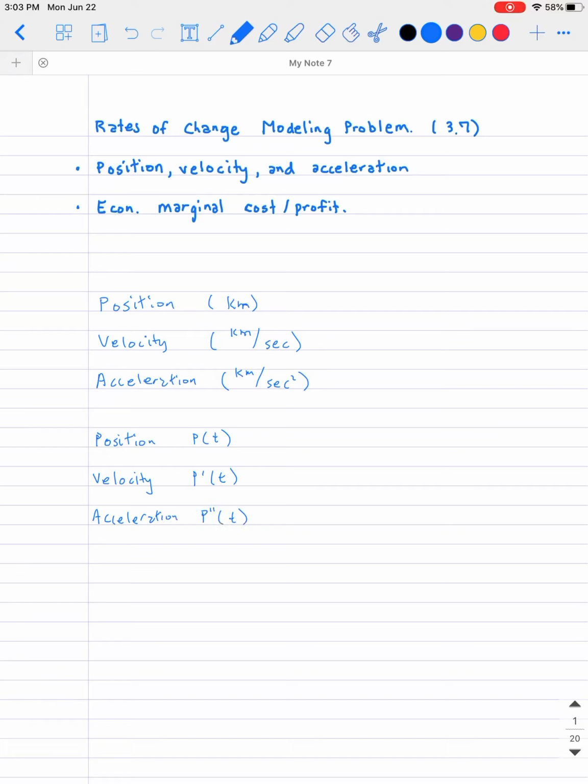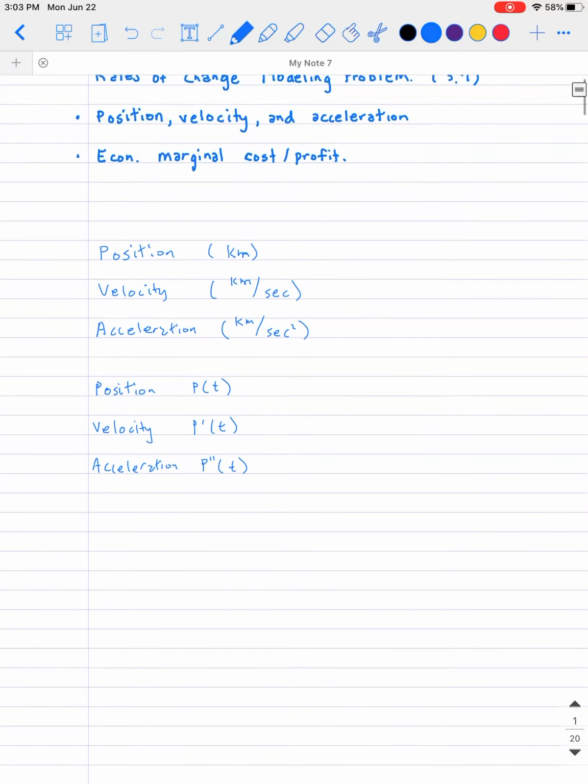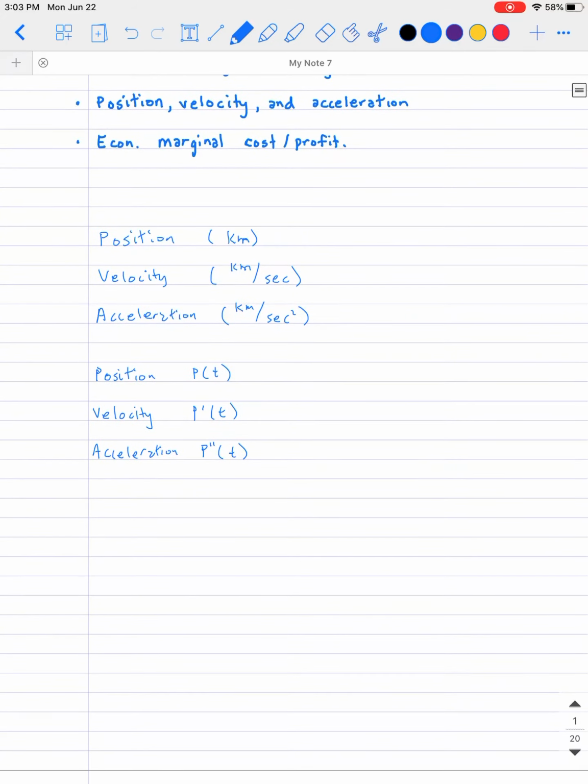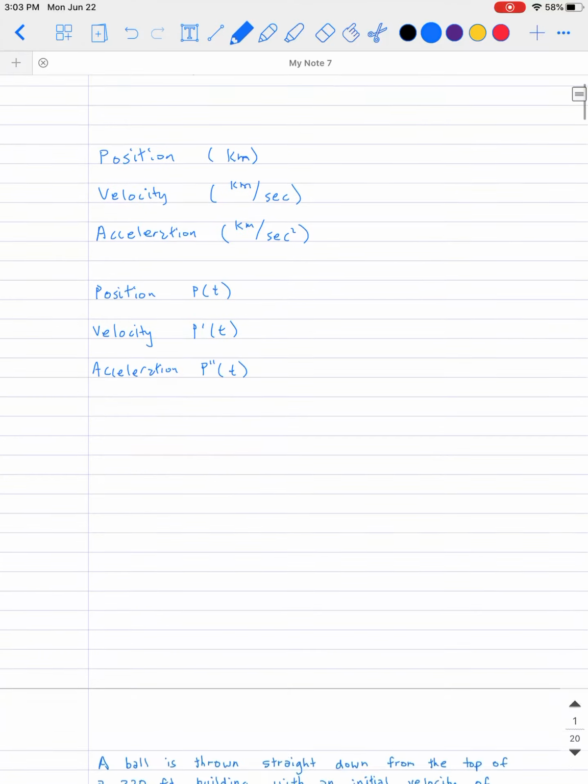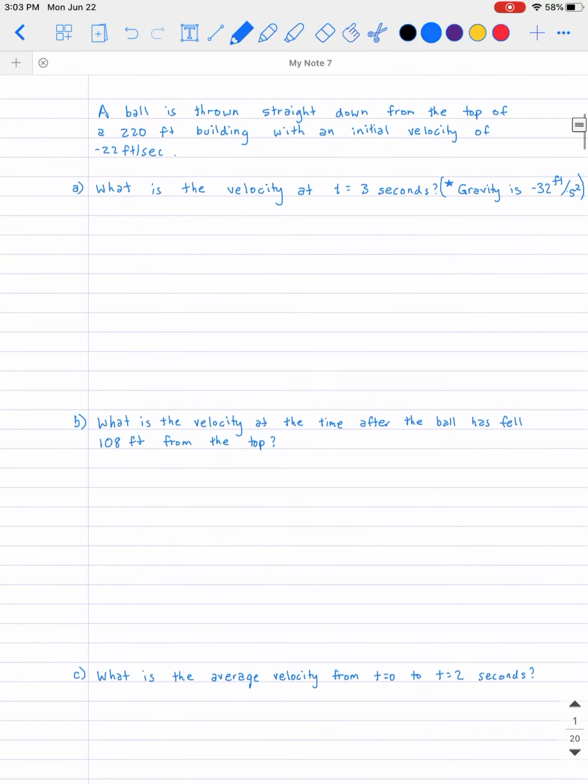So in essence, if you know one equation, then you could possibly find the other two, because you know how to solve for the derivative, or how to solve for the function when the derivative is given to you. So let's go ahead and look into that, and afterwards we'll look into some of these econ type problems where you have marginal cost and profit too. Okay, so here we go.